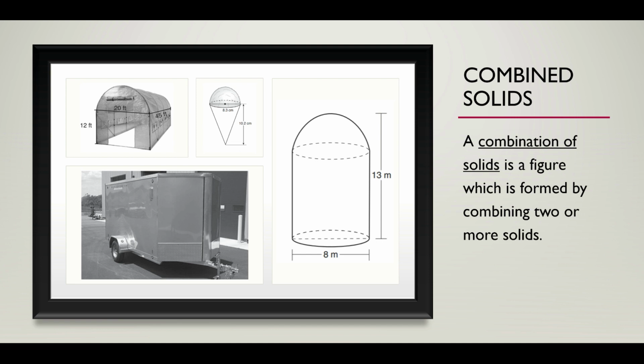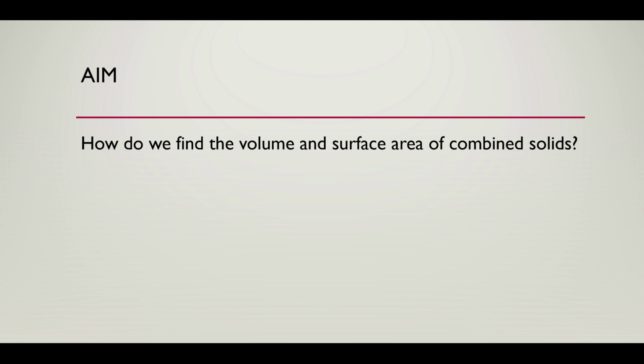A combination of solids is a figure which is formed by combining two or more solids. As you can see here in the pictures, we have different real-world applications where you can see different combinations of solids. For example, a trailer, a tent, an ice cream cone, or even this figure with a cylinder and a hemisphere on top, which could represent some type of water tower where water is being stored on top of the roof. Okay, so hence today's aim is the following: how do we find the volume and surface area of combined solids? So let's look at an example here.